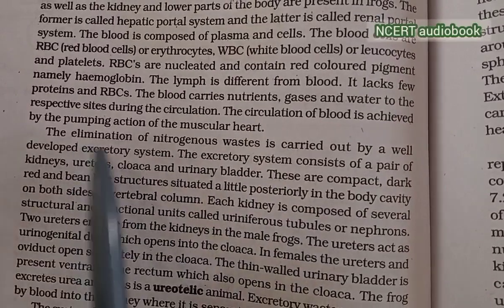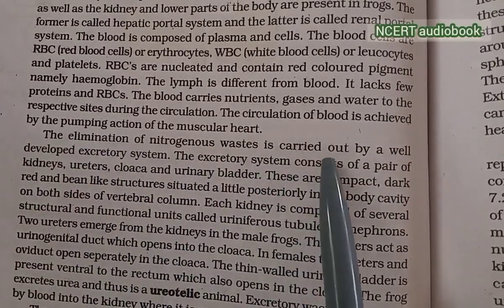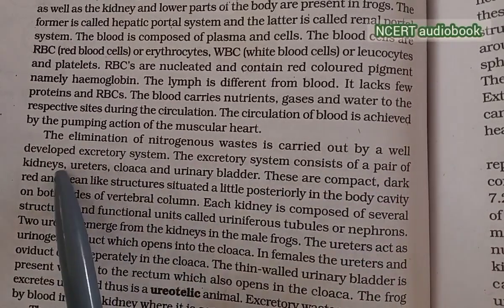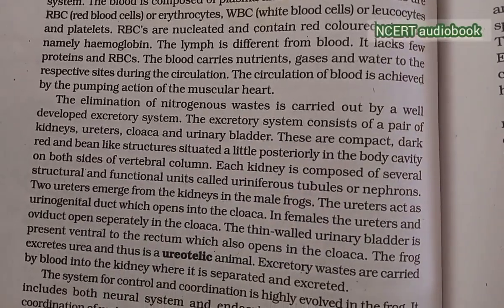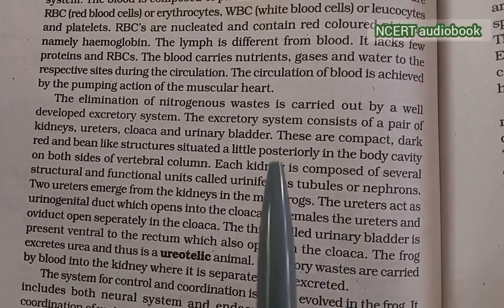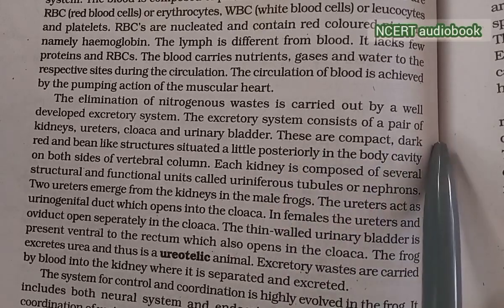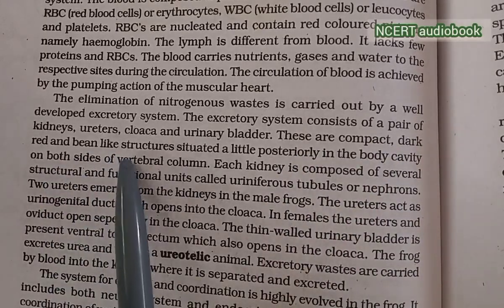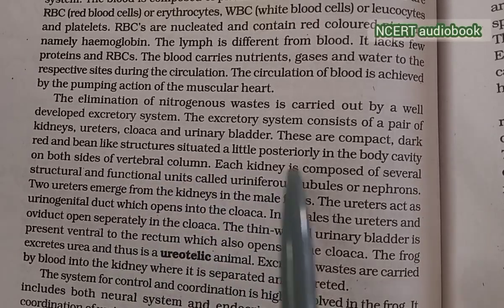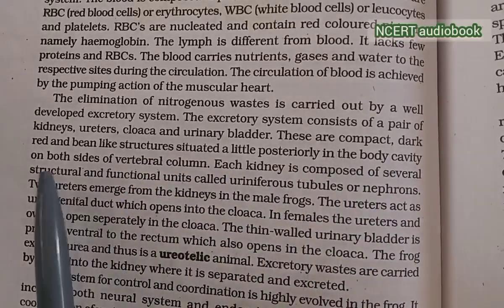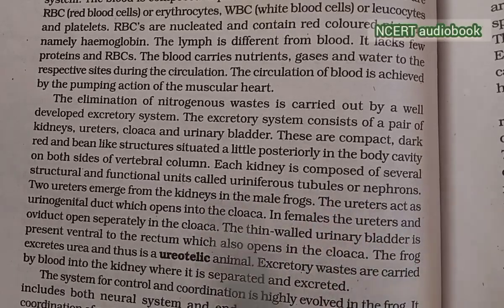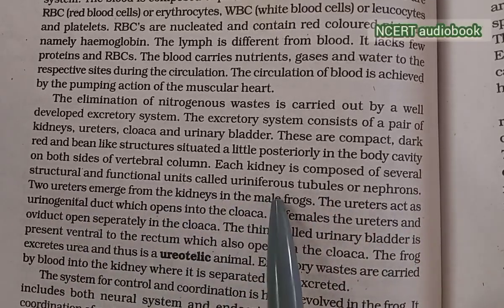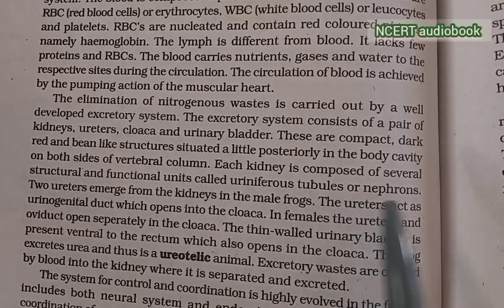The elimination of the nitrogenous waste is carried out by a well-developed excretory system. The excretory system consists of a pair of kidneys, ureters, cloaca, and urinary bladder. These are compact, dark red and bean-like structures situated a little posterior in the body cavity on both sides of the vertebral column. Each kidney is composed of several structural and functional units called uriniferous tubules or nephrons.